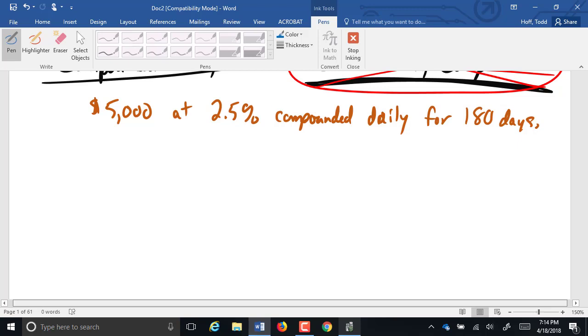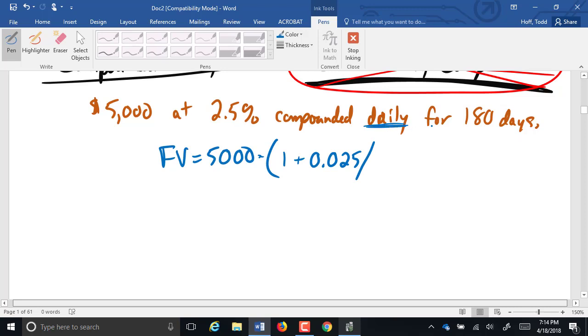But anyway, let's find that future value. Well, we could use the formula. Future value is $5,000 times 1 plus 2.5%, which is 0.025, divided by, it's compounded daily. How many times a year is that? Good question. Is it 360 or 365? I don't remember which way this book does it. So let's do it both ways and see if we match the table. To the power of 180. I believe they use 365, but we're going to double check it.